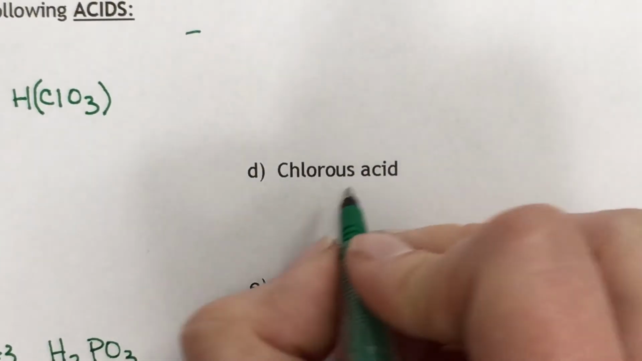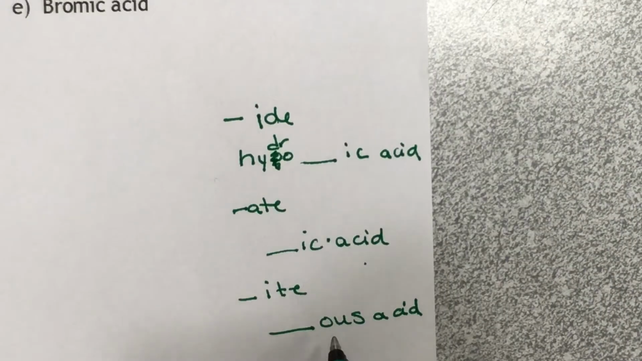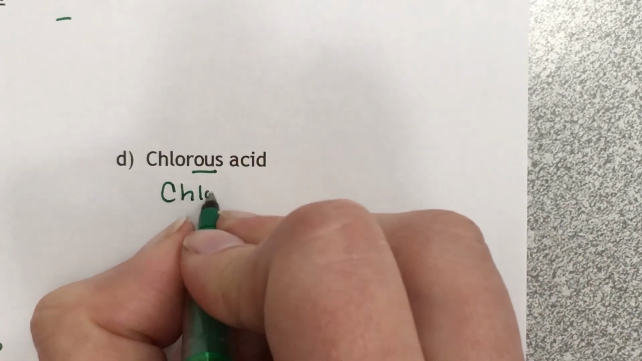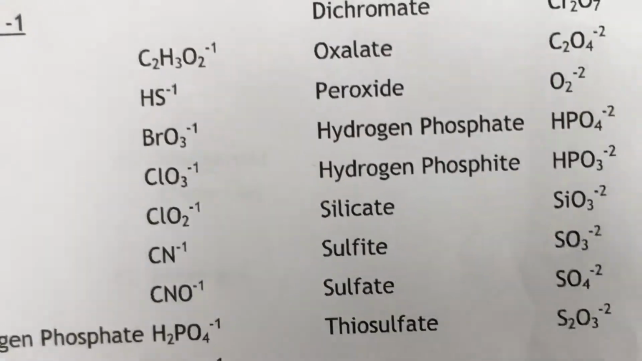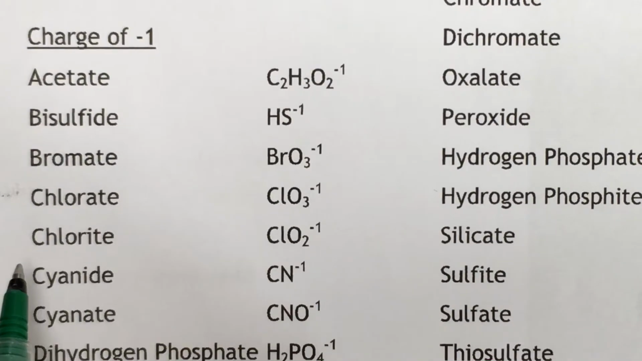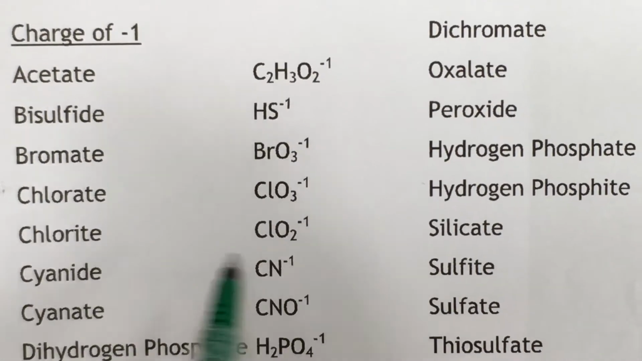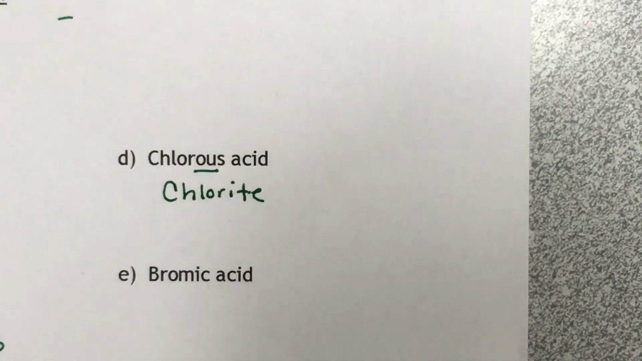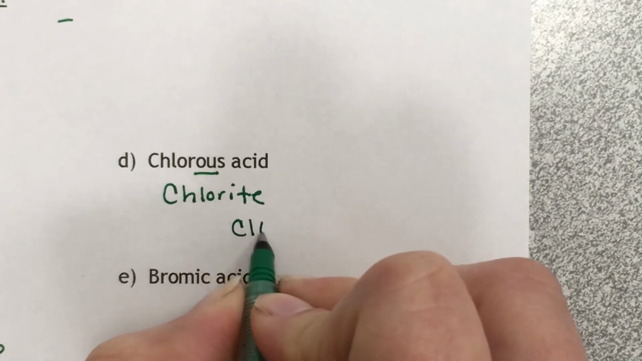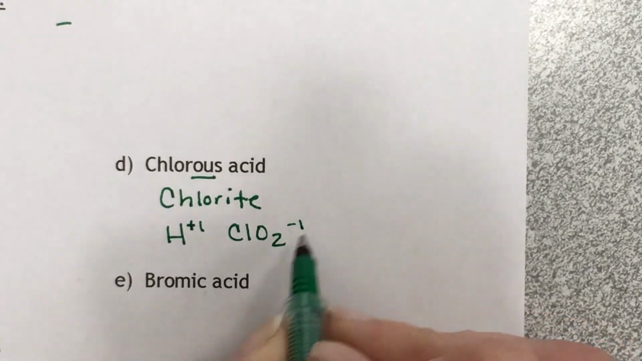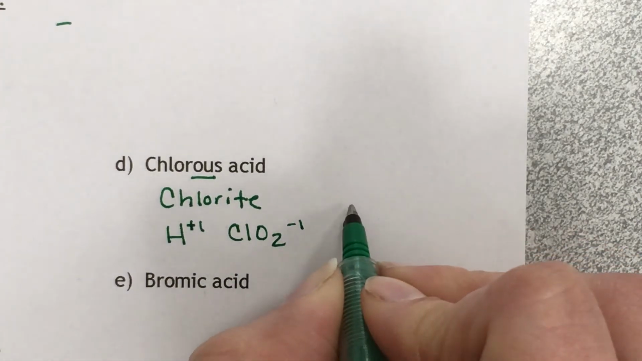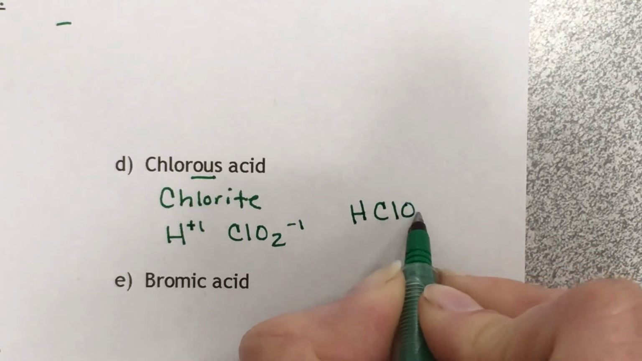Chlorous acid. So we have this OUS ending. We look at our rules, OUS ending. It ended in ITE, so it started with chlorite. It's not chloride, or else we'd look on the periodic table. It's chlorite. So that means it is over here on our polyatomic ions list: chlorite, ClO2 with a -1 charge. The other side is always hydrogen with a +1 charge. The charges cancel out. So we have HClO2. That's it.